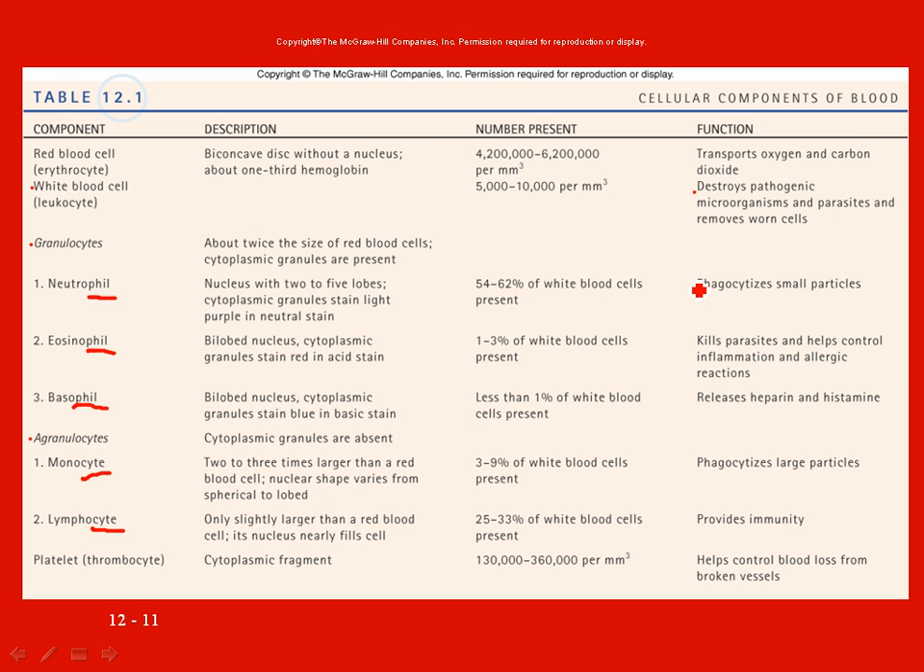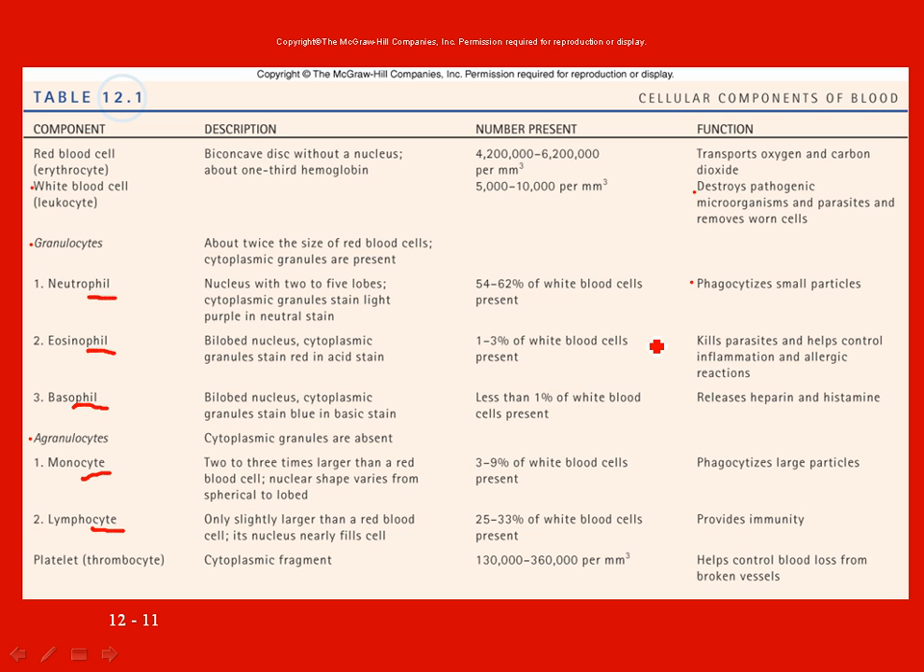Neutrophils. If we go over to the last column here, we see neutrophils are basically phagocytes. Almost all these cells are bigger than the red blood cells. The neutrophil is about 1.5 times the size of a red blood cell. And so it's not that much bigger, but it's basically going to phagocytize small particles, maybe fragments of cells or something like that that have ended up in the bloodstream or in the tissues.